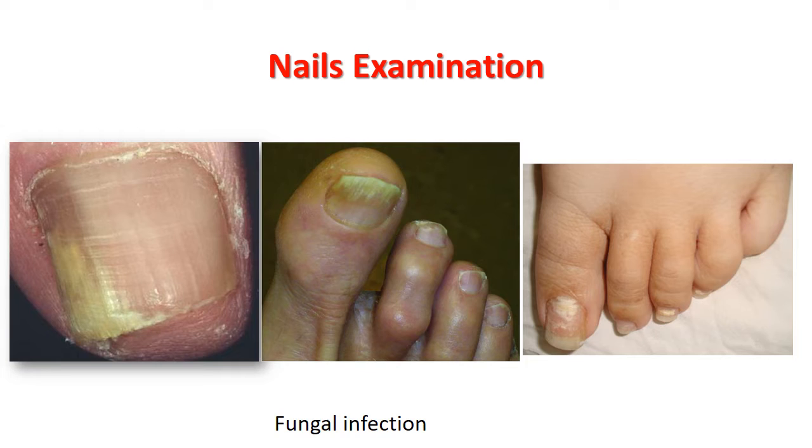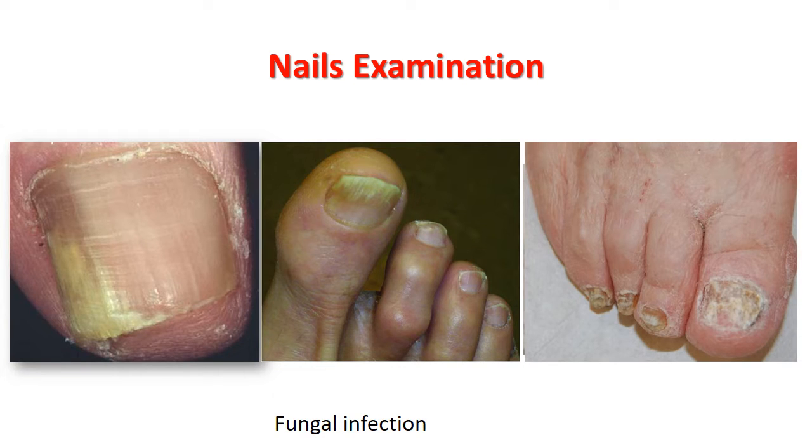Fungal infection, like this chalky white appearance, could come in the angle, in the distal part of the nail, or in the lower part of the nail. Fungal infection is one of the resistant infections, and it needs long treatment. This dystrophic nail is one of the manifestations of fungal infection.